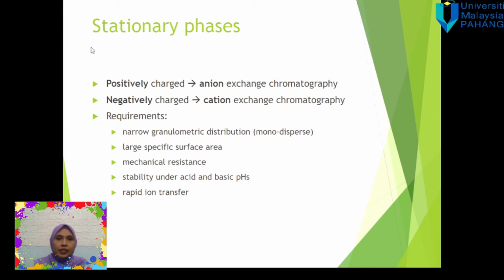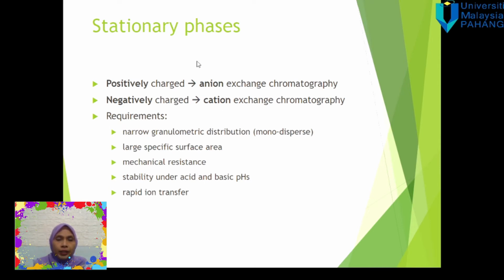The first one is the stationary phase, meaning the column of the IC. Like I mentioned just now, for anion exchange chromatography, the thing that keeps on exchanging is the negative ion charge. Our analyte is a negative ion. We want to have the peak for the negatively charged ion, so our column must be positively charged. And for the cation, our analyte is positively charged. The one we want to have the peak for is the positively charged ion, so our column must be negatively charged.